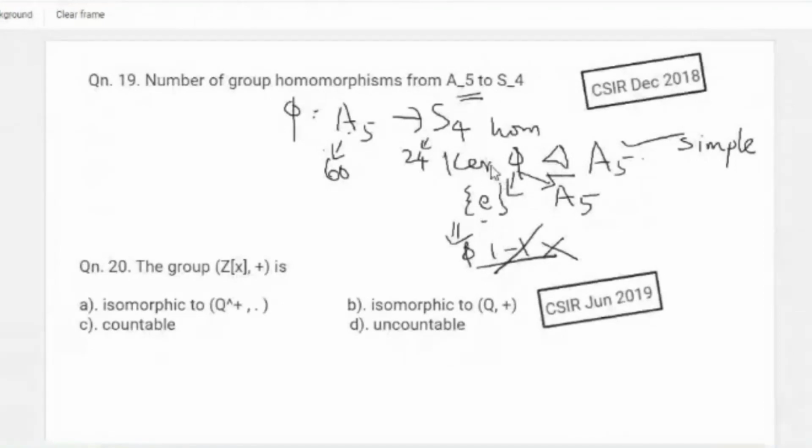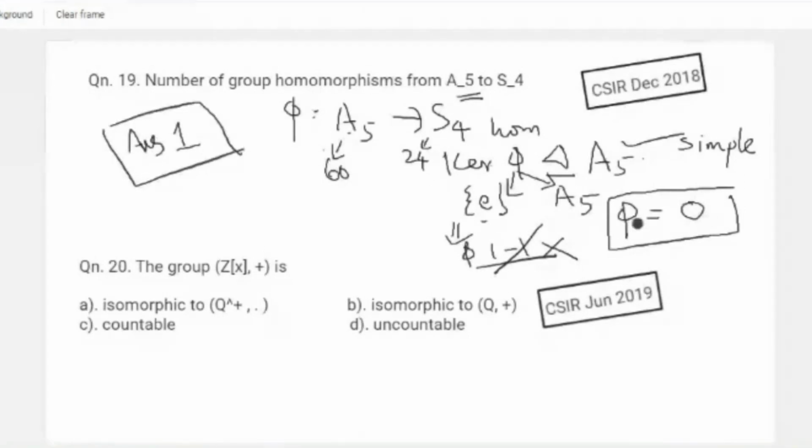Now, kernel of phi is A5 means what? All elements are in the kernel, meaning every element is mapped to the identity. That means phi is the trivial homomorphism. So there is only one homomorphism from A5 to S4, since the trivial map is always a homomorphism. If non-trivial is required, the answer is 0. But it is not mentioned as non-trivial, so only the trivial homomorphism from A5 to S4.